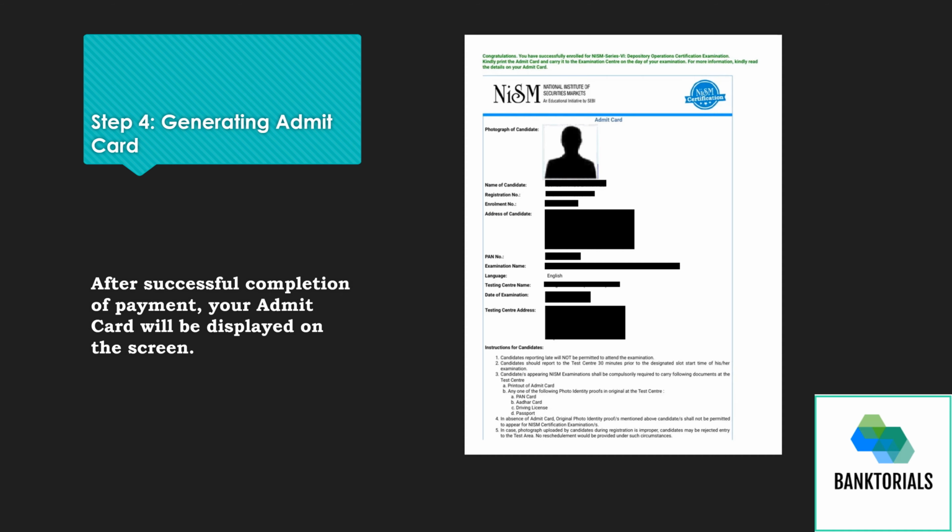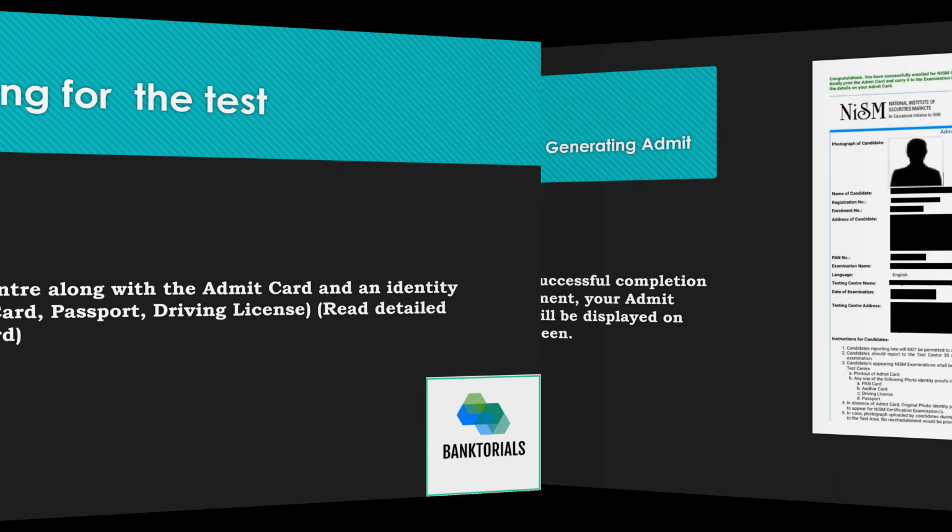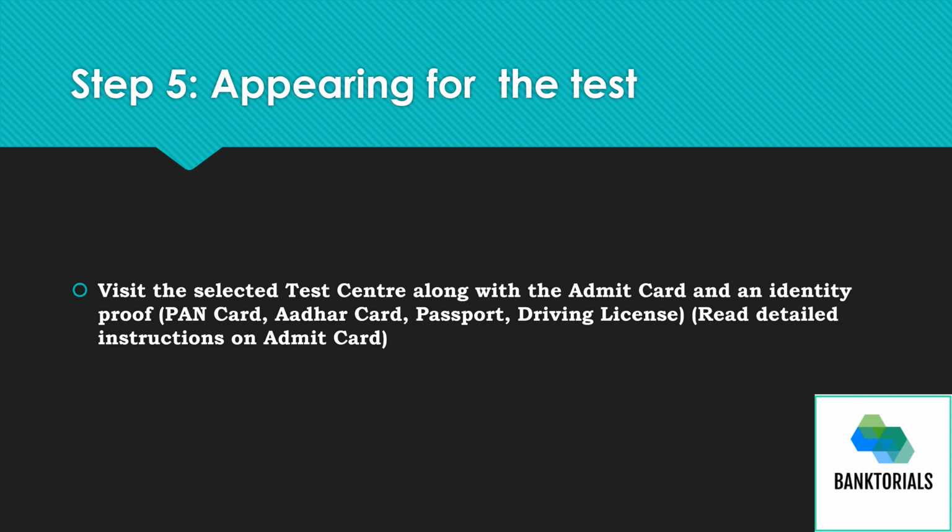Now the admit card is ready so that you can appear, and you need to ensure that when you visit the selected test center along with the admit card, you carry one of your identity cards. But you also need to read all the detailed instructions which would be on your admit card. Once you appear for the test, your result will automatically come on the spot itself, and you will know whether you have cleared this test or not.